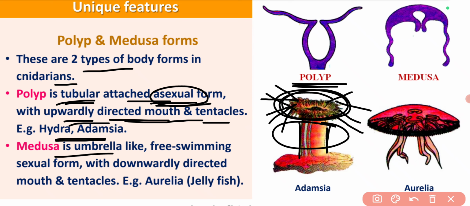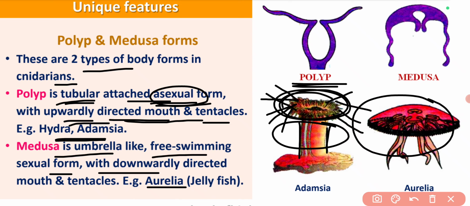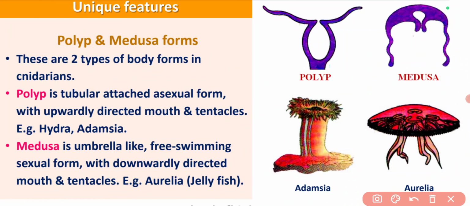Medusa is an umbrella-like, free-swimming sexual form with a downwardly directed mouth and tentacles. Example: Aurelia or jellyfish. So in medusa, it is a type of umbrella-like shape, like you see in the diagram. These are free-swimming sexual forms with a downwardly directed mouth. The mouth is downwardly present, and the tentacles are also downwardly present. Example: Aurelia or jellyfish.